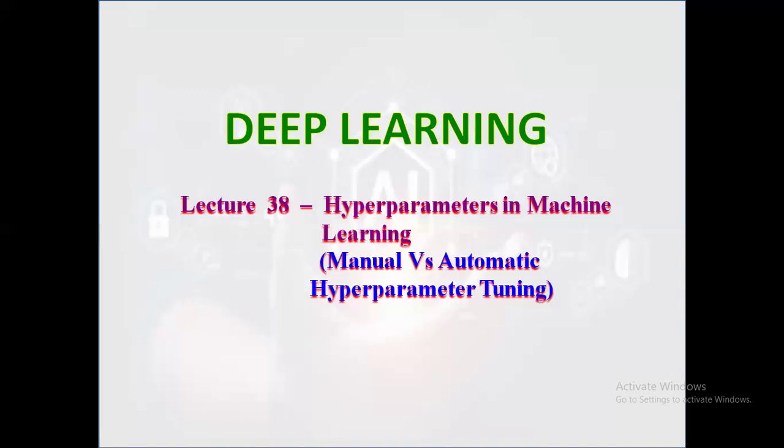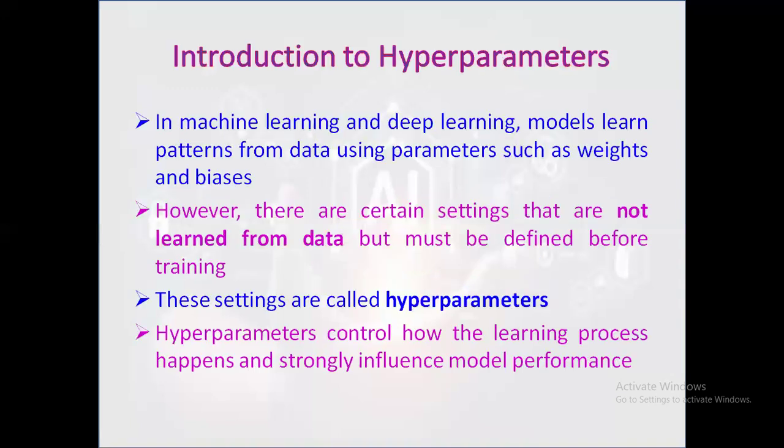There are two types of hyperparameter tuning: manual versus automatic. There are two main ways to select hyperparameters, manual tuning and automatic tuning. Manual tuning relies on human intuition and repeated experimentation, while automatic tuning uses algorithms to search for optimal settings. Comparing these approaches helps us understand their advantages, limitations, and appropriate use cases in machine learning workflows. We'll see them one by one.